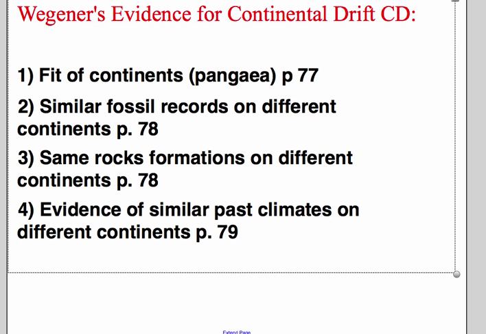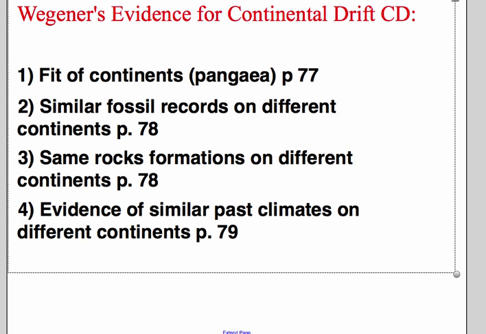First was the fit of the continents. So they have Pangaea. Some of you have heard of that before, the huge continent when they were all together. There's a whole bunch of names for the different ones throughout history. And you can see that on page 77. But they actually fit together like puzzle pieces. If you look at Africa and South America, that's what they're talking about.